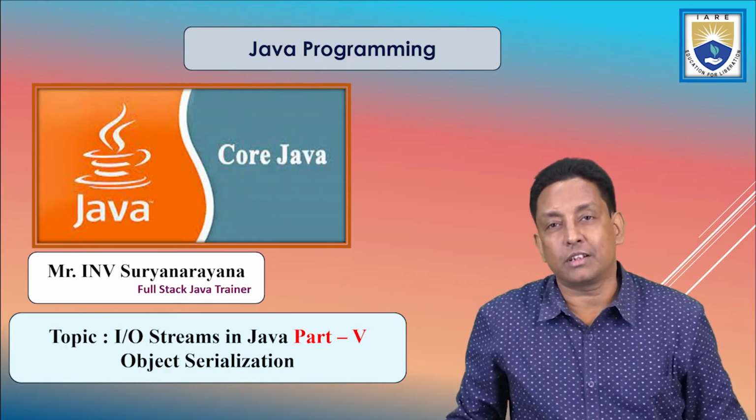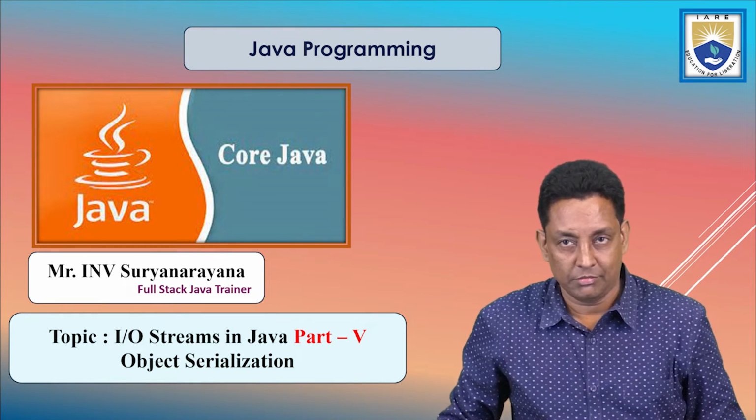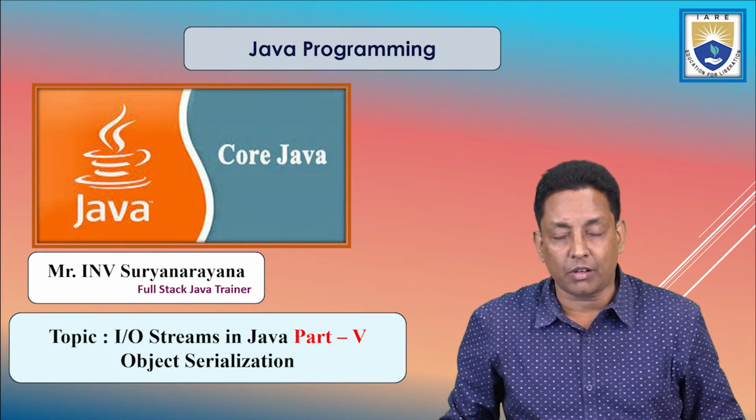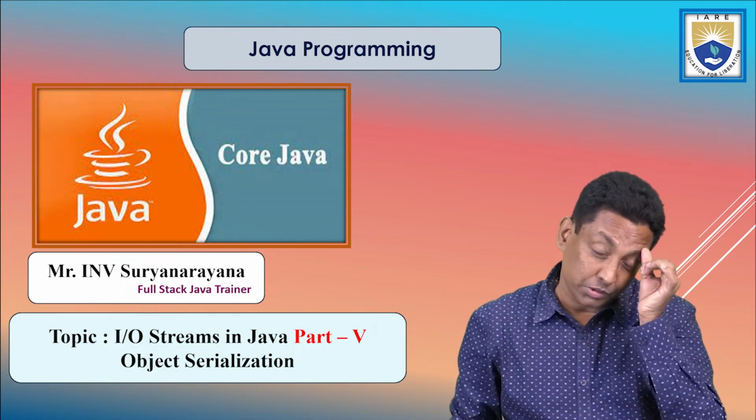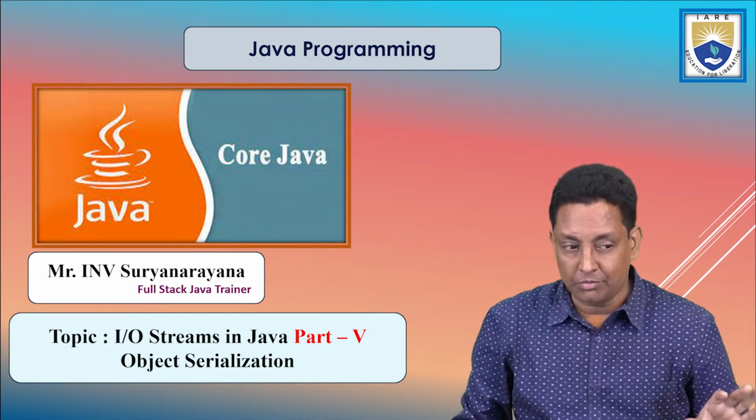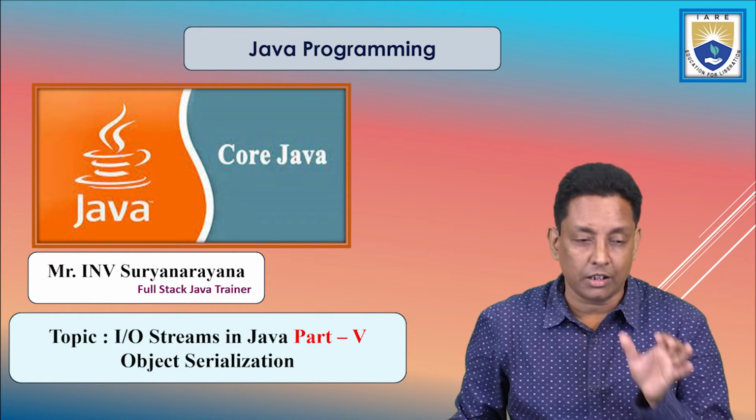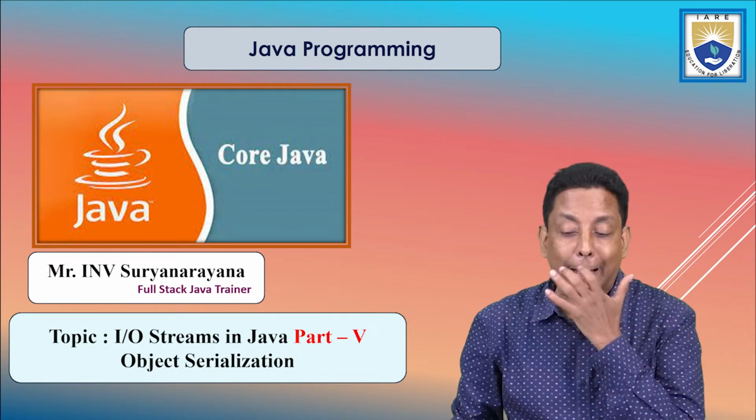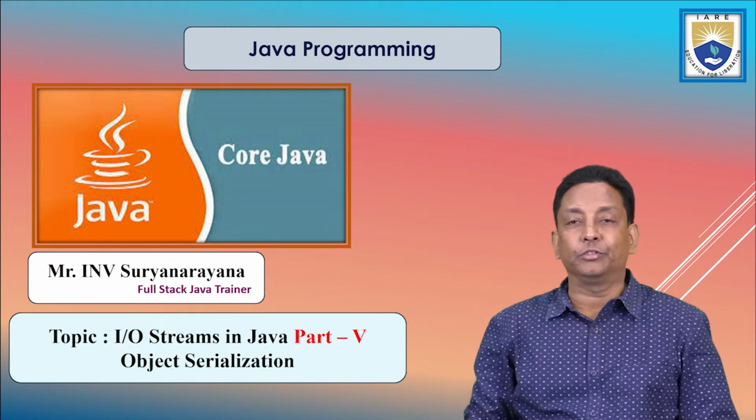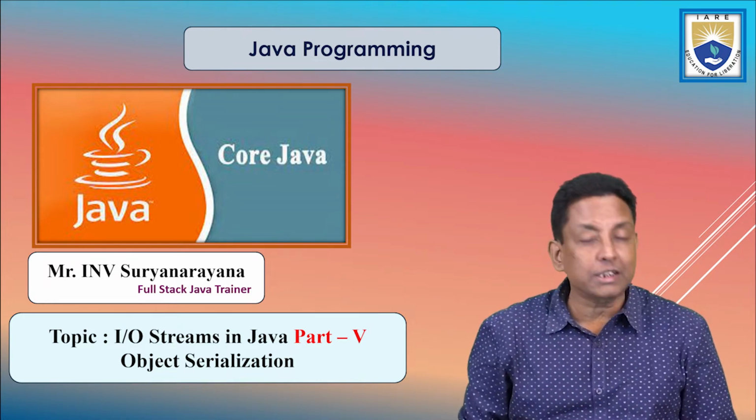In this IO streams topic, in the last topic we discussed piped input stream, piped output stream, sequence input stream, file name filter demo, and file object examples. And here in this topic, we are discussing object serialization.